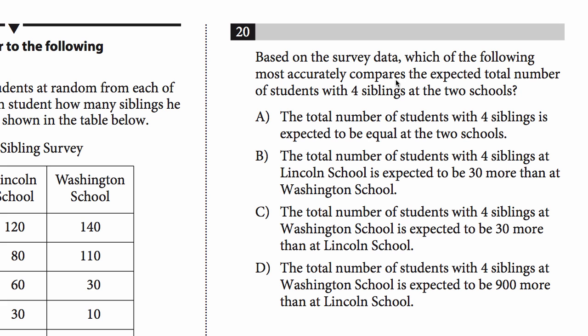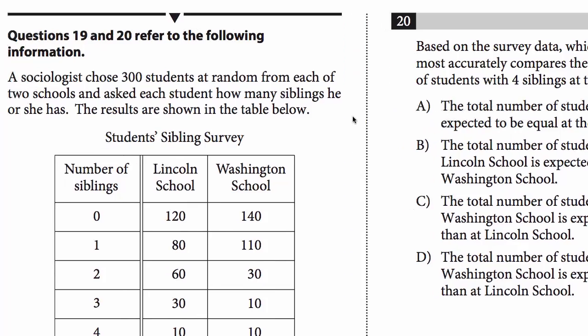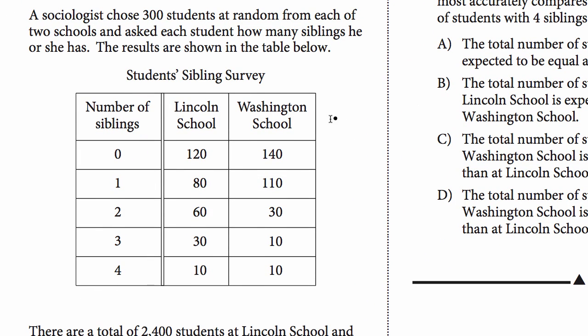All right, number 20. This one says, based on the survey data, which of the following most accurately compares the expected total number of students with 4 siblings at the 2 schools? So first of all, if you're here and trying to figure out why you got this wrong, you probably picked choice A. And I'm here to tell you right off the bat that choice A is wrong. So let's go look at both schools and the 4 siblings. How many people had 4 siblings? And I'll show you why choice A is wrong.